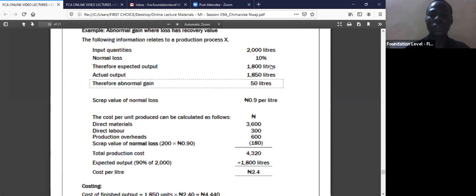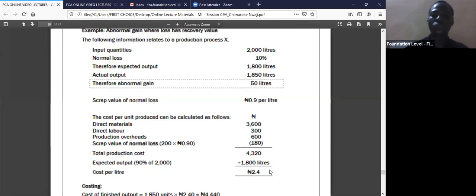So as before, these are our production costs. This 36, this 300, and this 600. Now we have to less our recovery from normal loss, scrap value. So we're going to less it, and we have a total production cost to be 4,320. Now we are still using our expected output. Always you divide and you get 2.4.